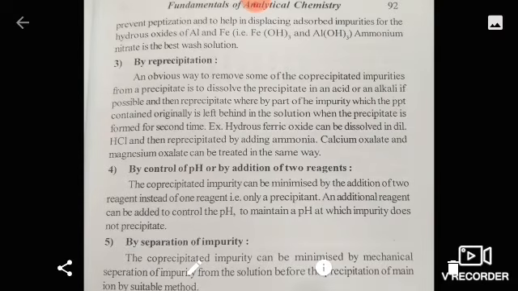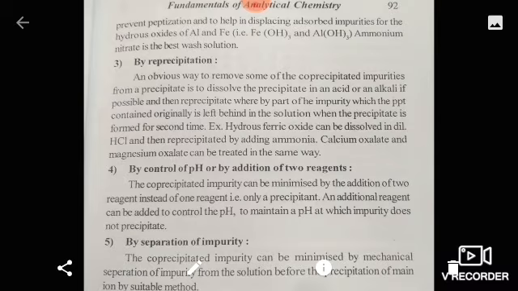For example, this is what reprecipitation means. We dissolve the precipitate in an alkali or acid solution and it gets reprecipitated, whereby part of the impurity which the precipitate contained originally is left behind in the solution when the precipitate is formed for the second time.